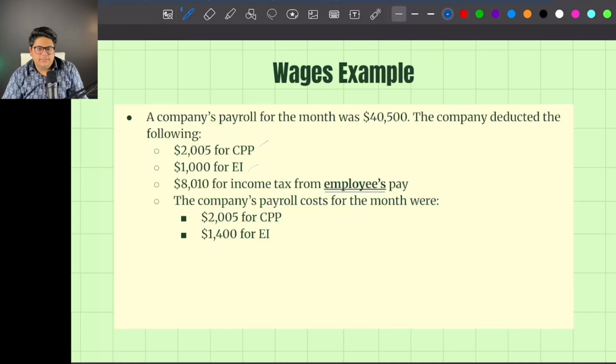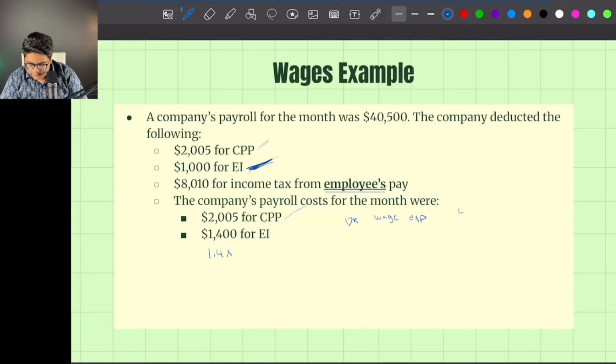So the CPP is dollar for dollar. The employee paid $2,005. The employer also pays $2,005. The employee's portion was $1,000 for EI. The employer's EI is 1.4 times this amount. In this case, it's going to be $1,400. So this is essentially the calculation for that. Let's go over the journal entries. So what we're going to do is, number one, we're going to have a debit of our wage expense.